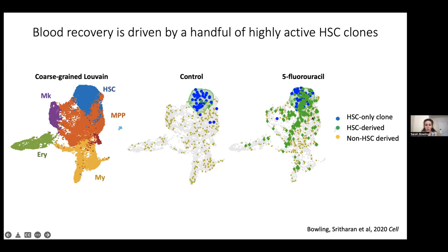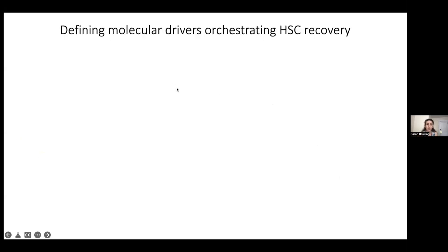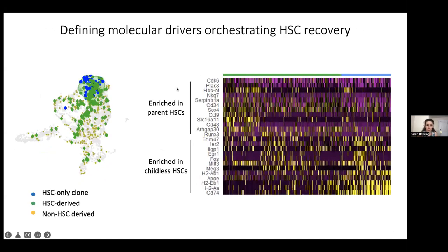And we had our transcriptional signatures associated with each cell type. So we were able to define molecular drivers orchestrating this HSC recovery. And this showed a handful of genes that were enriched in our parent hematopoietic stem cells, so the ones that were responsible for regenerating the blood system, and those that were enriched in our childless HSCs that remained largely quiescent.